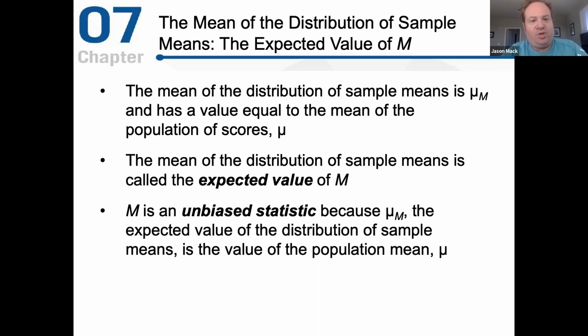The mean of the distribution of sample means, the expected value of M. The mean of the distribution of sample means has a value equal to the mean of the population scores. The mean of the distribution of sample means is called the expected value of the mean. The sample mean M is an unbiased statistic because the expected value of the distribution of sample means is the value of the population mean.